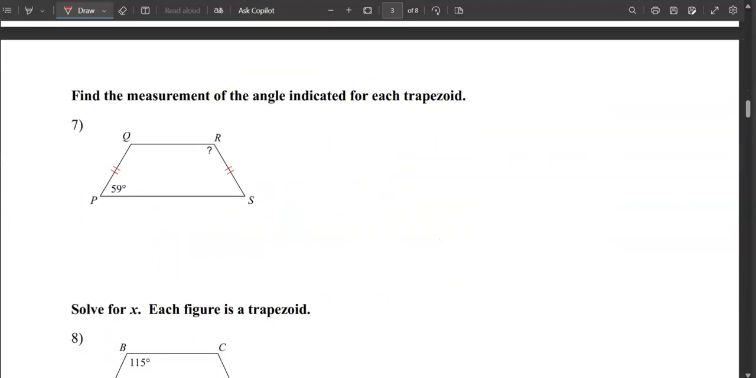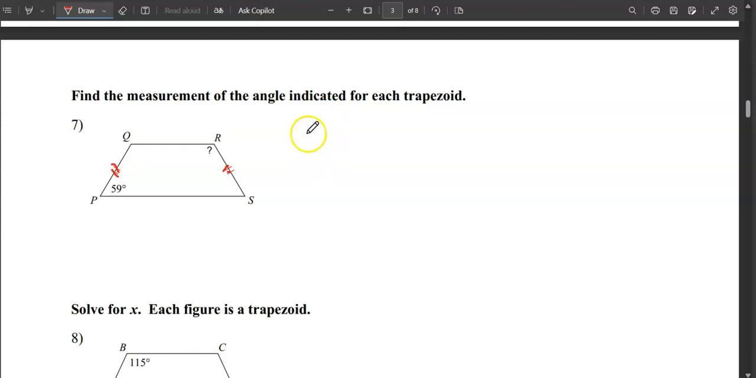Number 7. Find the measurement of the angle. Alright, so we are now dealing with angles. Now, what do we know about the angles of the trapezoid, especially isosceles trapezoid? We know that this is an isosceles trapezoid because of these markings. So just remember, opposite sides are supplementary. So meaning to say, if they are supplementary, the sum should equal to 180.